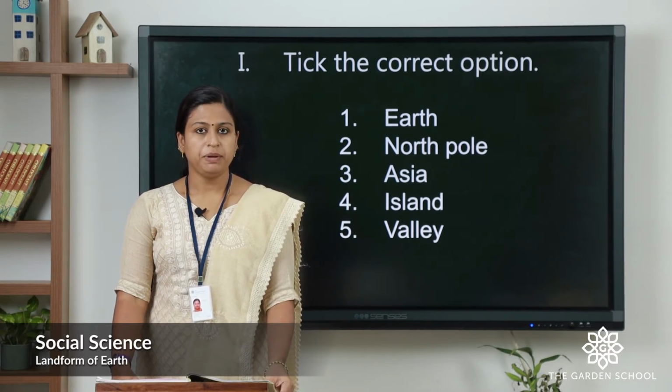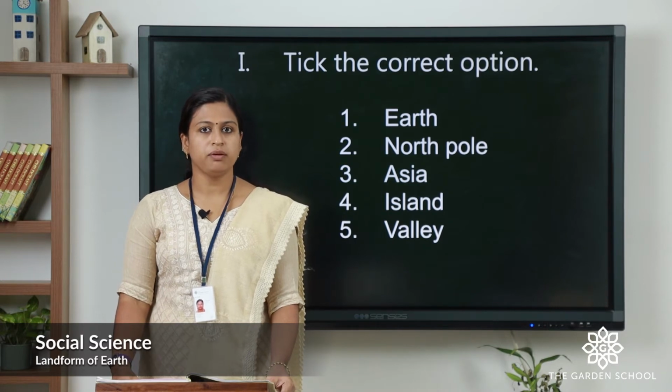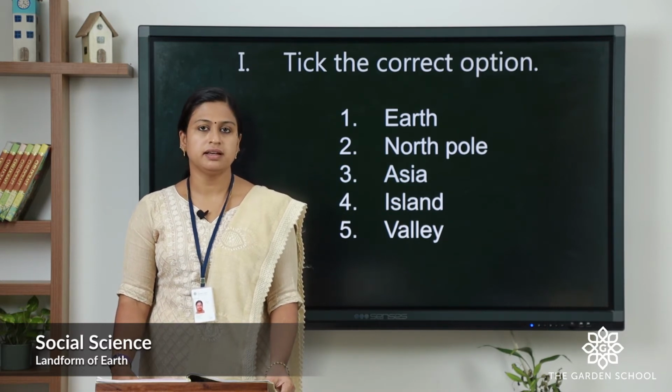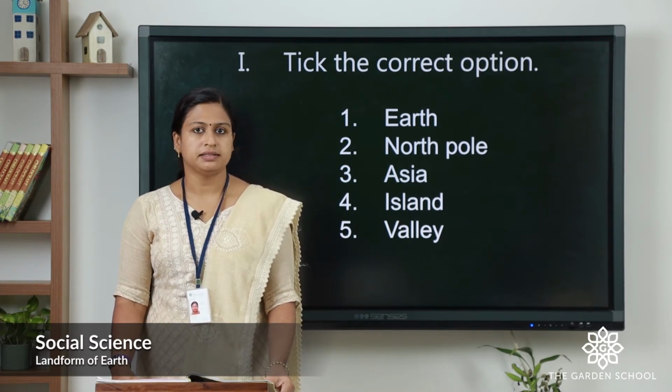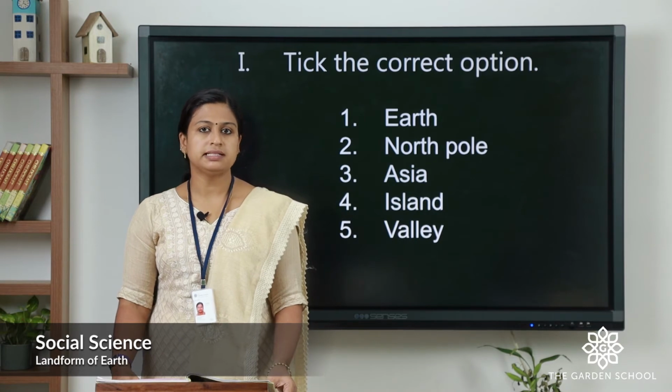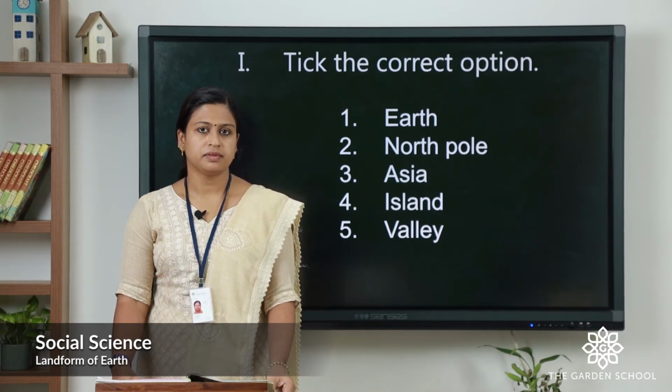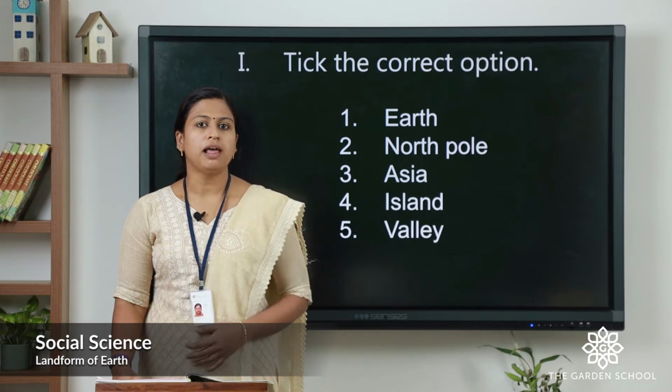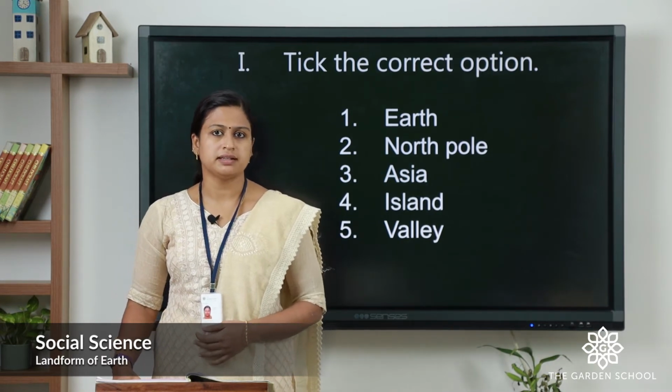Fourth, a piece of land surrounded by water on all sides is called island. Fifth, a low-lying area usually between hills and mountains is the valley. I hope you all have marked the correct answer.